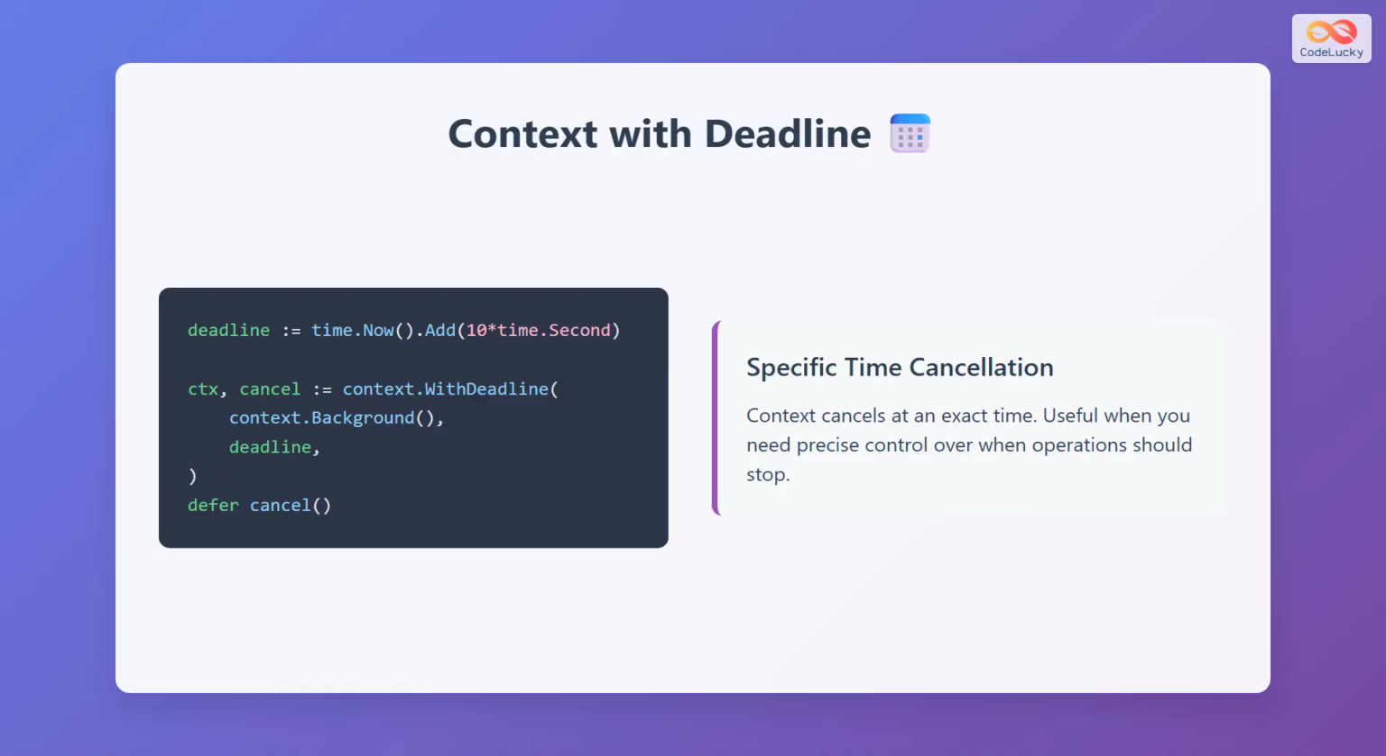Next up is context with a deadline. Similar to timeout, we use context.WithDeadline, but instead of a duration, we provide a specific point in time. First, we calculate a deadline 10 seconds from now using time.Now().Add. Then, we create a context with this deadline. Again, it is very important to call defer cancel to release resources. This type of context cancels at an exact time. It is useful when you need precise control over when operations should stop.